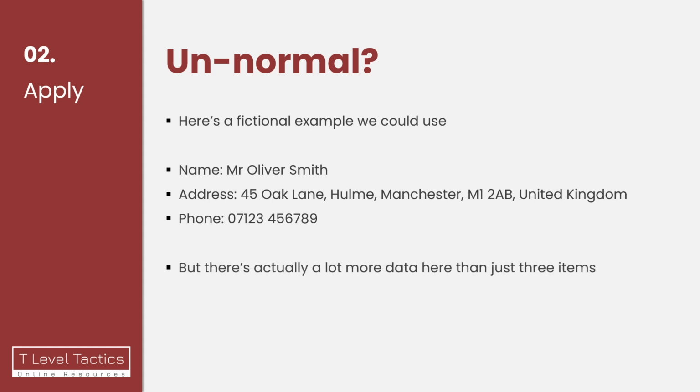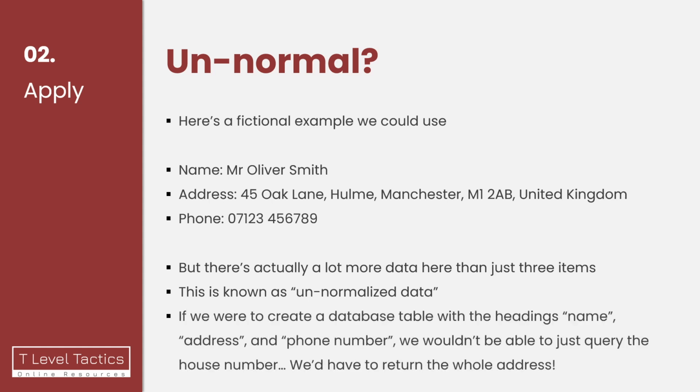But there's actually a lot more data here than just 3 items. And this is known as unnormalized data. If we were to create a database table with the headings name, address, and phone number, we wouldn't be able to just query the house number, we'd have to return the whole address.